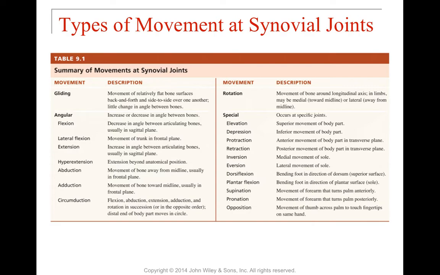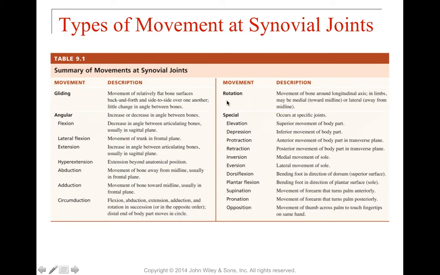All right, so just to summarize the different types of motion that we can have at these synovial joints, we can glide back and forth or side to side, which is without changing the angle of the bones too drastically. We can also have angular motion, including flexion, extension, hyperextension, abduction, adduction, circumduction, all the things that we just talked about. In addition to that, lateral flexion, which is basically when we were talking about being able to pull the spine to one side or the other, so moving the trunk in the frontal plane from left to right.